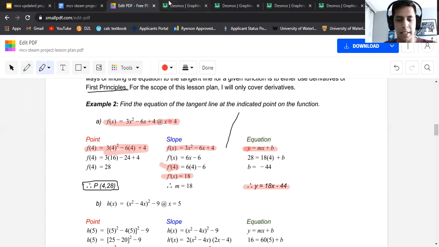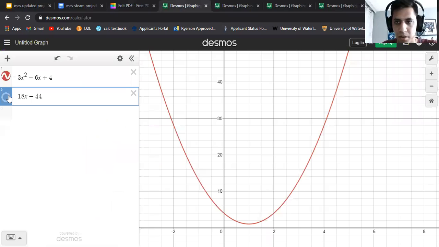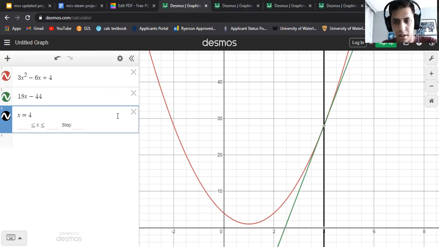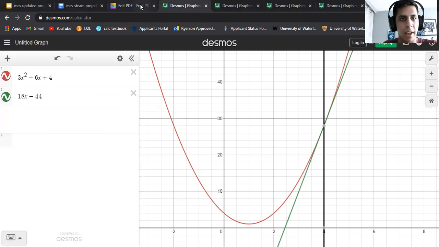So I like seeing a visual when I come across these kinds of questions, so I went ahead and graphed this on Desmos. As you can see, we have the graph of the original function, and then we have the graph of the tangent line, the equation of the tangent line. For some reason, it doesn't show that it's at 28, but if we go x is equal to 4, right here, we see that the green and the yellow curves intersect at 428. So we know for a fact that the tangent to the curve at 428 is equal to this, 18x subtract 44. And we're on to our next question.